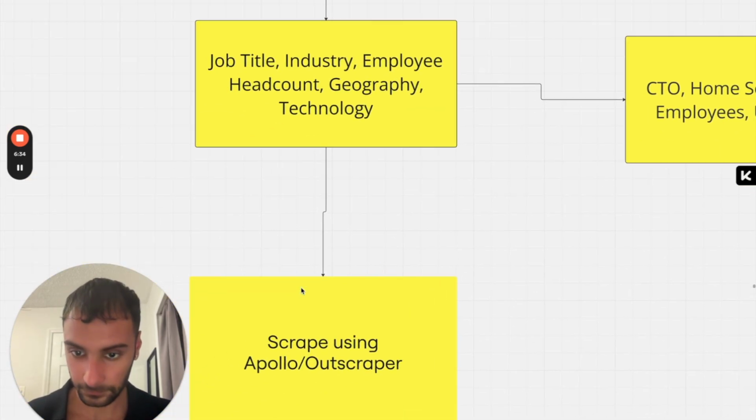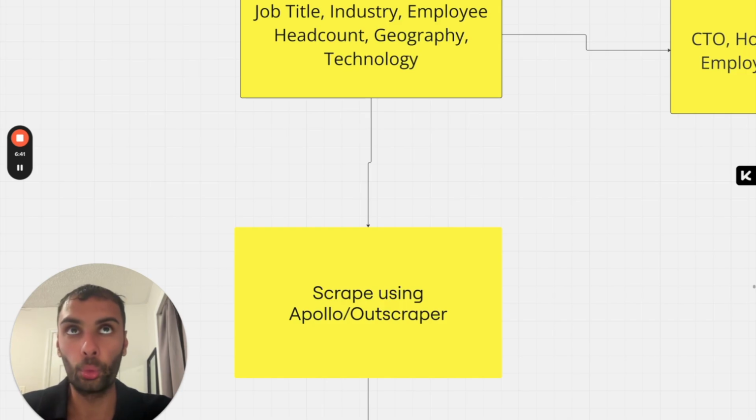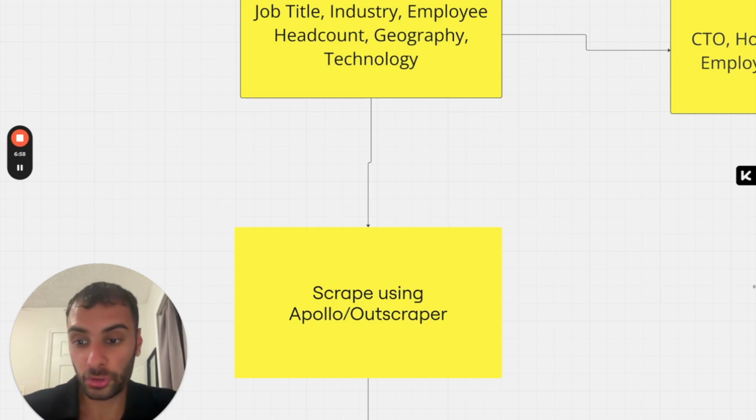So with that said, you're going to scrape using Apollo or Outscraper. Apollo, again, is for when you're targeting people who you know are on LinkedIn, so think agency owners, software people, financial people, anything corporate-ish, they're on Apollo. If it's more like local B2B, like plumbers, HVAC, even some dentists, dental clinics, chiropractors, that type of thing, you can scrape them using Outscraper.